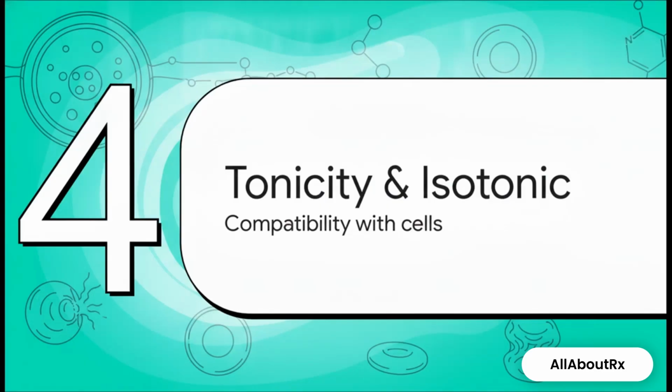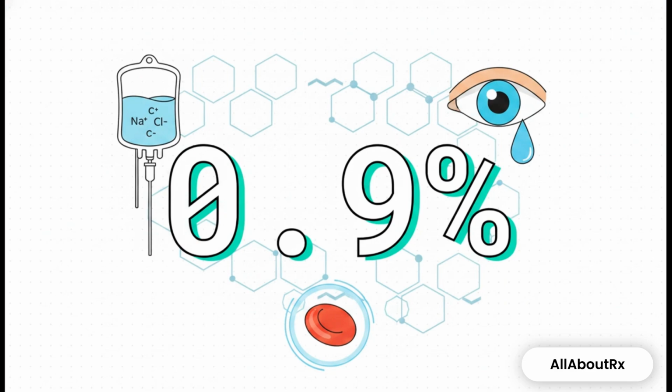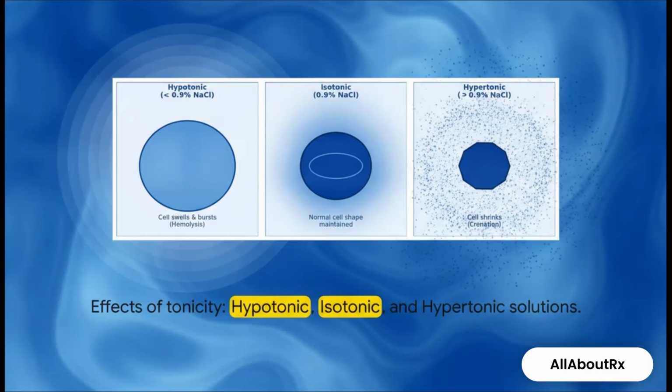Section 4. Tonicity and isotonic solutions. Finally, tonicity. An isotonic solution has the exact same osmotic pressure as normal body fluids, and the absolute gold standard reference for an isotonic solution is 0.9% sodium chloride. This number is non-negotiable. It's the target when creating anything like intravenous fluids or eye drops. Because getting the tonicity wrong has some really severe visual consequences for our cells.